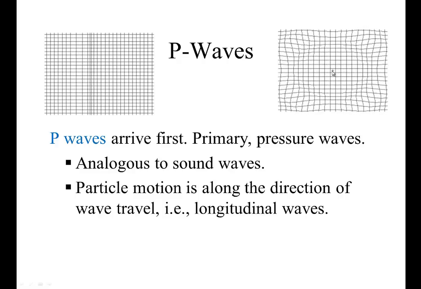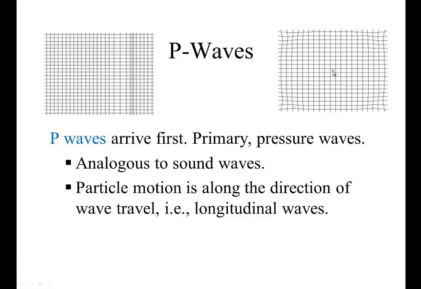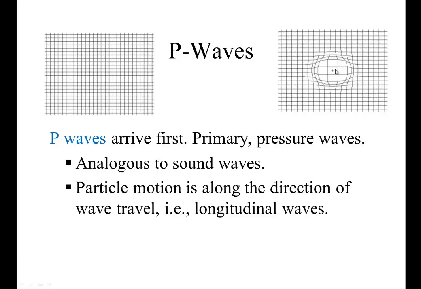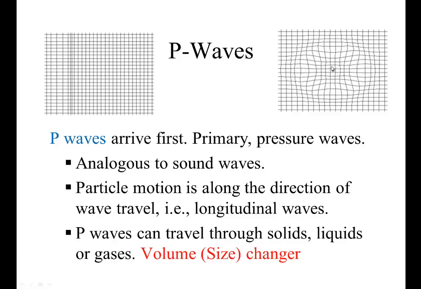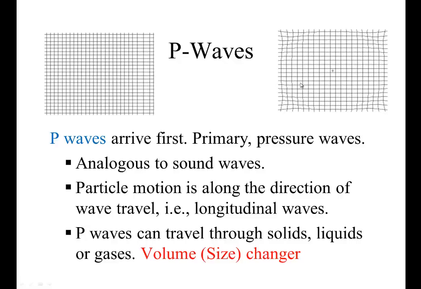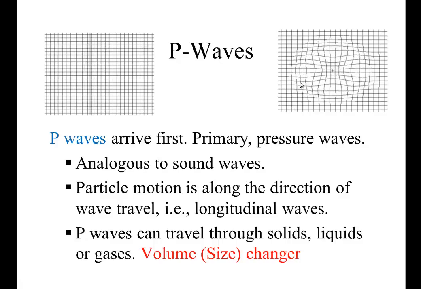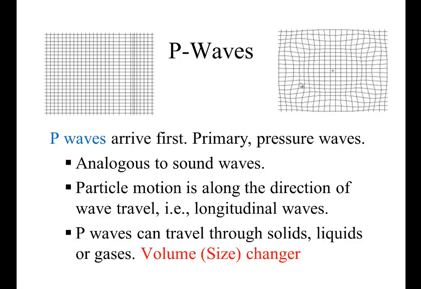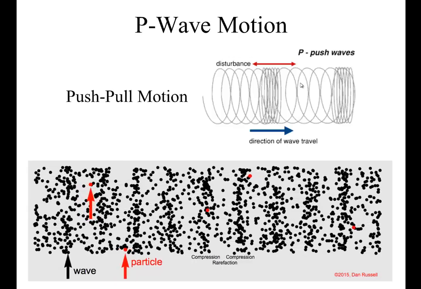That's not what happens. It really happens like this one over here with a point source, but it's going out in all directions. And basically what it's doing is it's changing the volume of the things. It's changing the size of the things. And because it's a size changer, it actually goes through different types of materials, and I'll talk about that next.